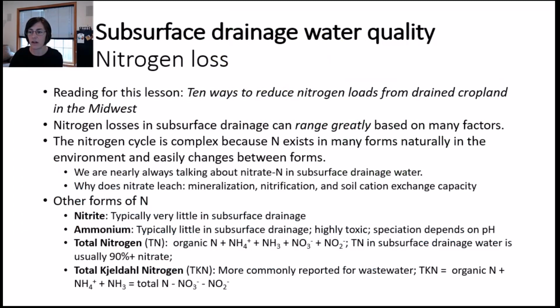I'll also write out for you on the screen other forms of nitrogen just for your reference. Nitrite with an I and ammonium are typically not present in our drainage water. We typically don't even analyze for nitrite or ammonium separately because they're just present at such low amounts.